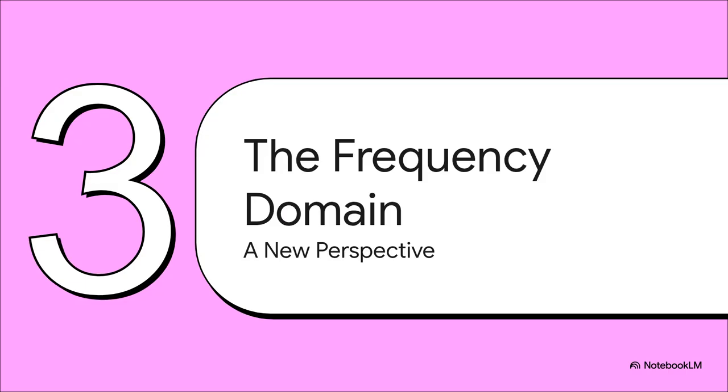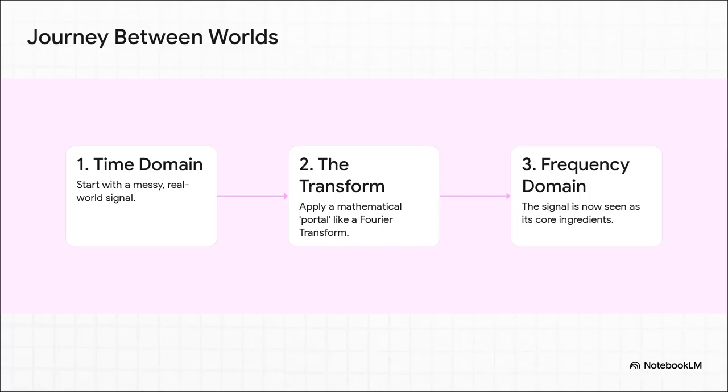And this is where things get really cool. To solve this problem, engineers and mathematicians basically invented a portal to another dimension, the magical frequency domain. So here's how this crazy journey works. You start with that messy, jumbled-up orchestra sound in the time domain. Then you use a powerful mathematical tool called a transform, like a Fourier or Laplace transform. This thing acts like a magic prism. And all of a sudden, you're not just hearing the orchestra anymore. You're seeing a perfect breakdown of every single frequency that makes up that sound.